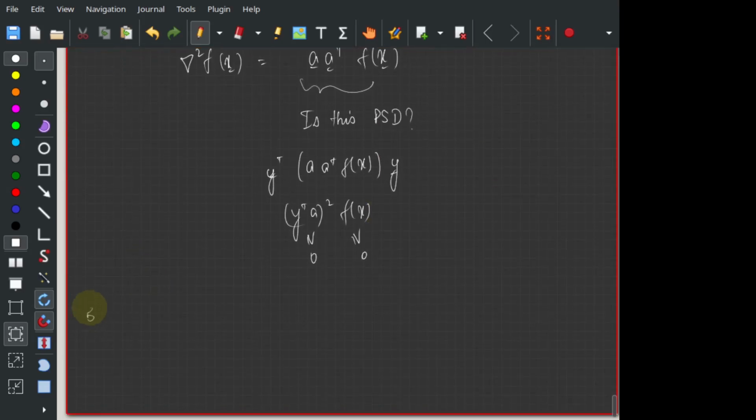Okay, so I'll leave you with an exercise. What about f of x equal to the p norm of x? So this is the sum from i equal to 1 to n of the absolute value of xi raised to p, the whole raised to 1 by p.